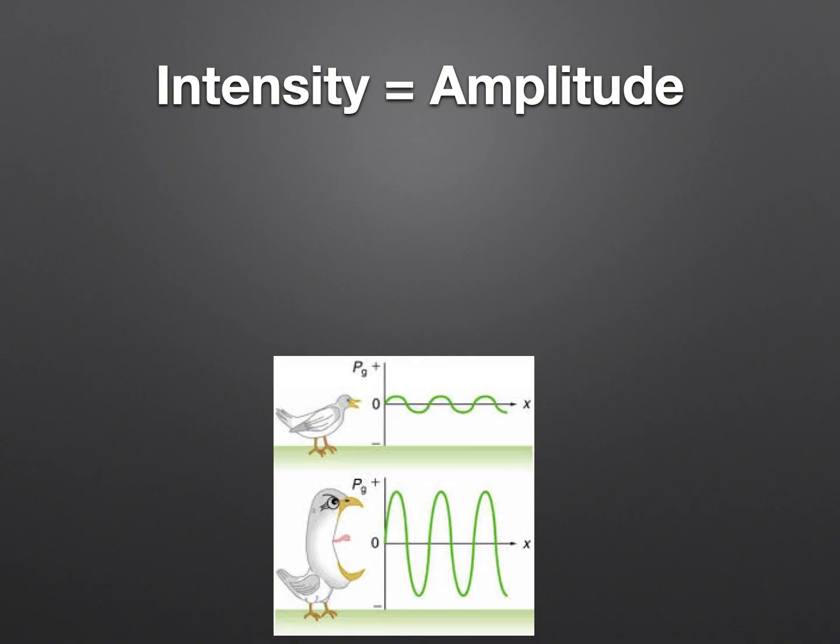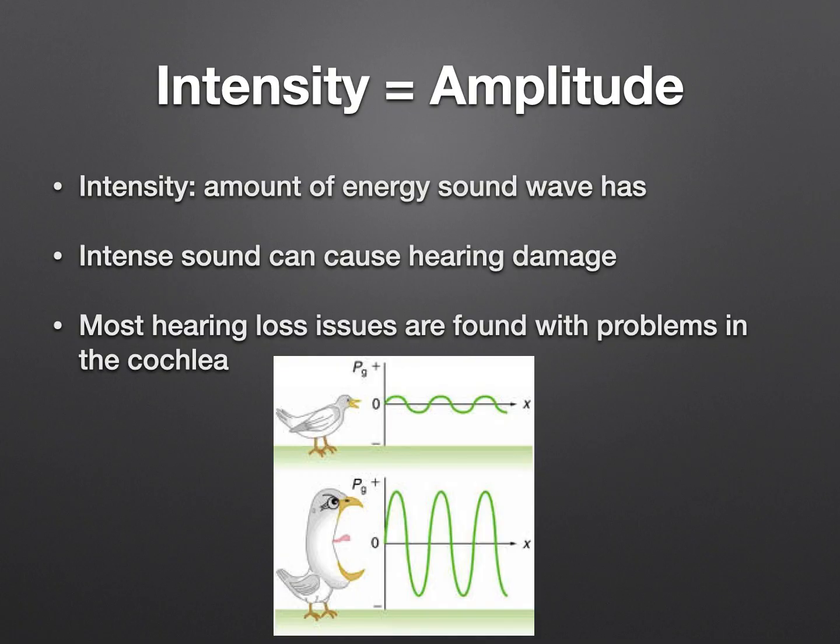The last slide we're going to talk about when it comes to sound waves is intensity, and that means amplitude. If you remember, amplitude means the energy of the wave. Intensity means the amount of energy a sound wave has. Intense sounds can cause hearing damage, and most hearing loss issues are found with problems in the cochlea. We'll talk more about that in an activity later in the week. Remember, I told you the cochlea has those little hairs, and those little hairs can be damaged and laid down. But we'll get more into hearing loss issues in a later activity.